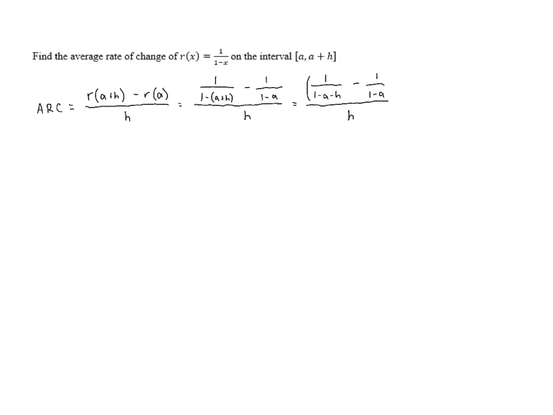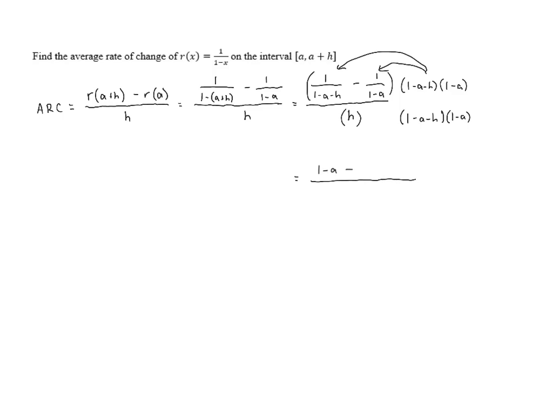Again, we're going to have to multiply by the LCD. In this case, the LCD is 1 minus a minus h times 1 minus a. And so we're also going to multiply the bottom by that. And just like all the other problems, we will be distributing up in the top. Now, when we do this, in the first fraction, the 1 minus a minus h's cancel, and we're left with 1 times 1 minus a, which is 1 minus a.